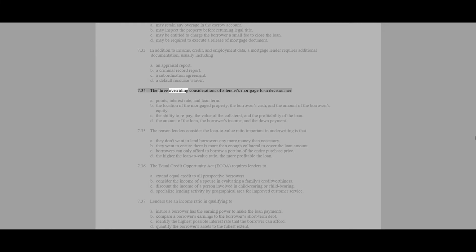7.34 The three overriding considerations of a lender's mortgage loan decision are: A. points, interest rate, and loan term. B. the location of the mortgaged property, the borrower's cash, and the amount of the borrower's equity. C. the ability to repay, the value of the collateral, and the profitability of the loan. D. the amount of the loan, the borrower's income, and the down payment.